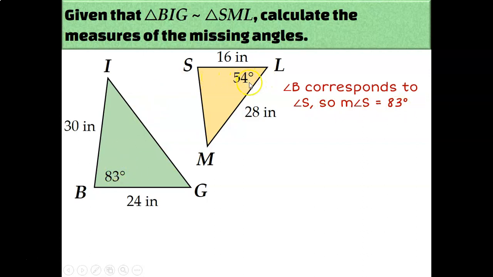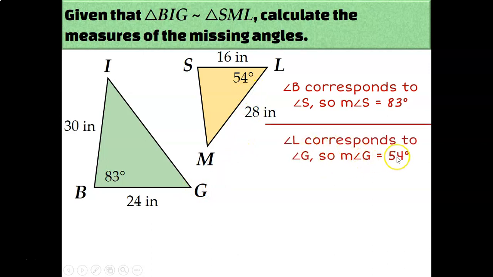Well, what can we do with this 54? That's the other angle measurement that we've been given. 54 is the measure of angle L. L is the last letter in the second triangle's name, and G is the last letter in the first triangle's name. So that means that those two angles are corresponding and therefore congruent.